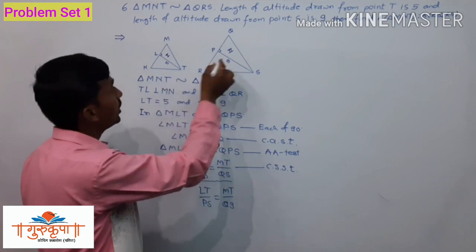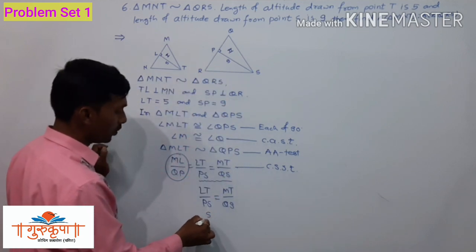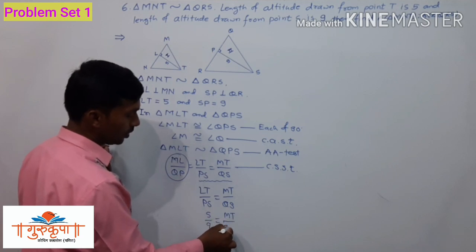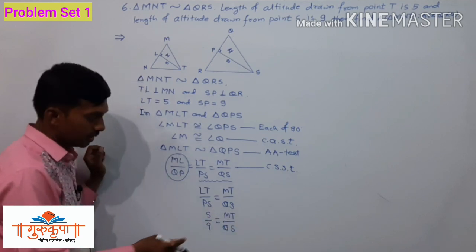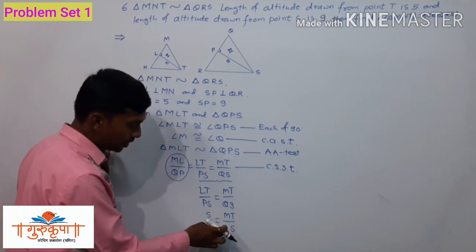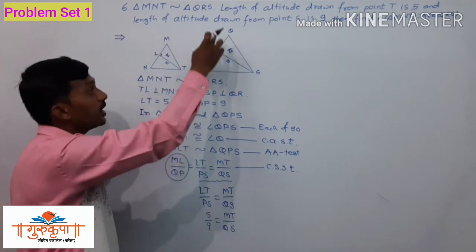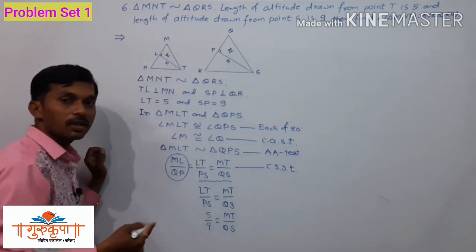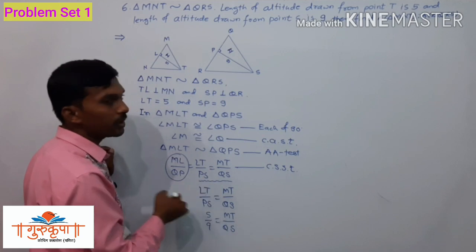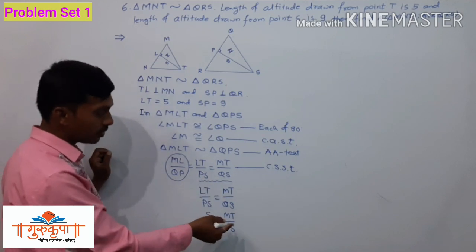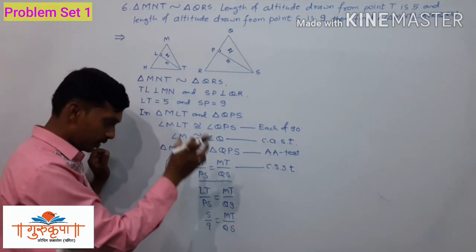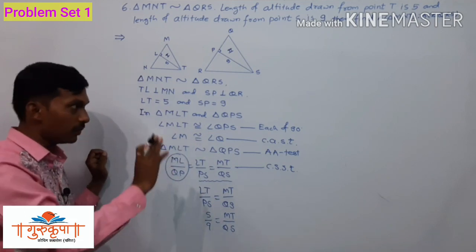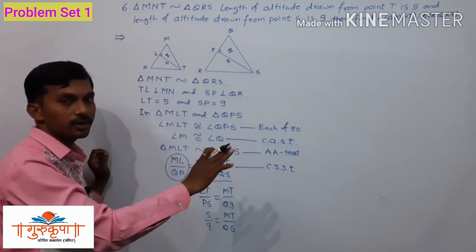LT is given 5 and PS is given 9. So this is 5 upon 9 is equal to MT upon QS. This is what we need. This is the ratio of the corresponding sides of the two similar triangles. MT and QS are the corresponding sides of triangle MNT and triangle QRS. That is what we have to get, the ratio of the corresponding sides of the two triangles. That we get. The first step is completed here.